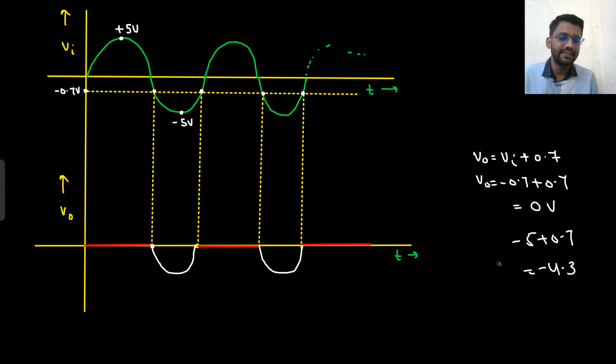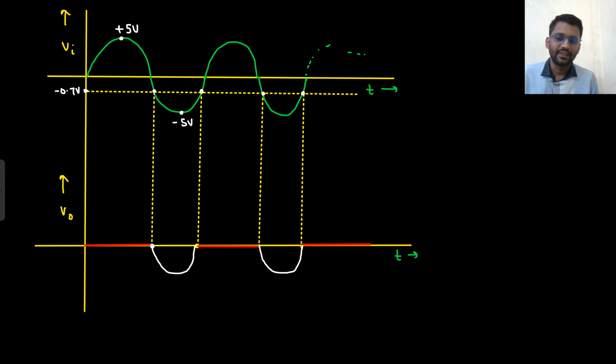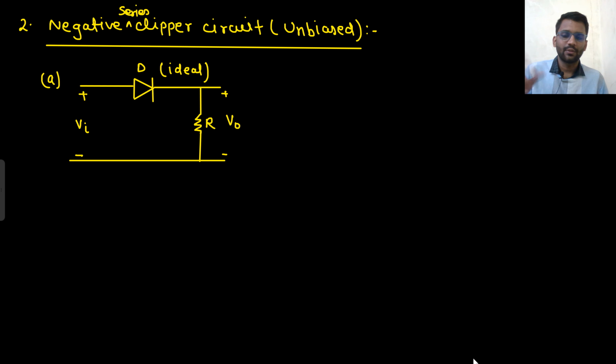Are you getting my point? So nothing is happening with the shape of the signal, right? But just this point becomes minus 4.3 volt, and the positive part and the part till here is clipped off. And this will be minus 4.3 volt. Are you understanding the complete analysis? I hope you are understanding the complete analysis. Let's move on to the next circuit, and you will be solving that on your own.